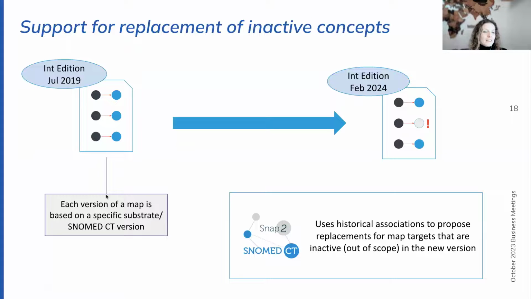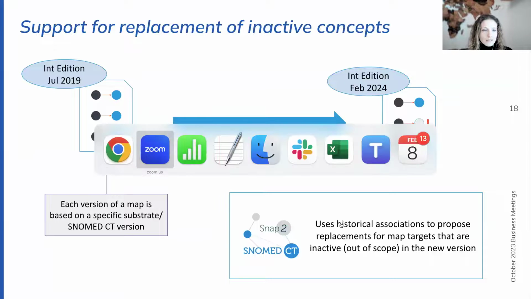So every time you specify a map, you say, what is the substrate for your map? What is the version of SNOMED CT that you're using? And then over time, you may want to update to a new version. And then you may find that in your new version, some of the concepts that you are using in your previous version have now been inactivated. And then we have the history mechanism in SNOMED CT, where we actually propose replacements for concepts that are made inactive. So let us go in and see how that looks.